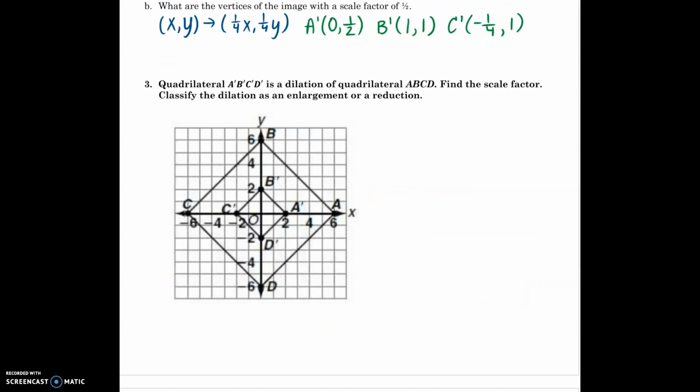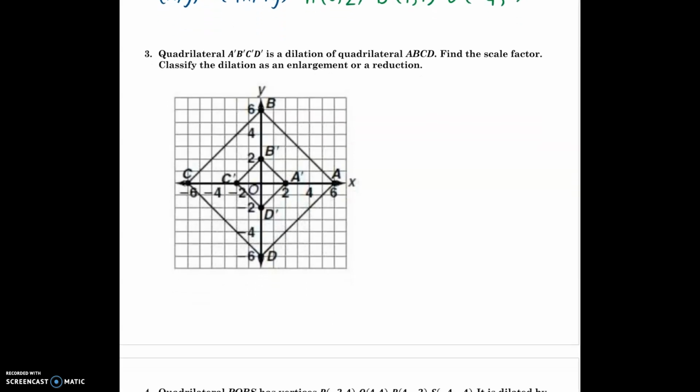For 3, quadrilateral A'B'C'D' is a dilation of the quadrilateral ABCD. Find the scale factor and then classify the dilation as an enlargement or a reduction. So to find the scale factor here, we want to list out the coordinates of our pre-image and the coordinates of our image. So for A, we have (6, 0). B, we have (0, 6). C, we have (-6, 0). And D, we have (0, -6).